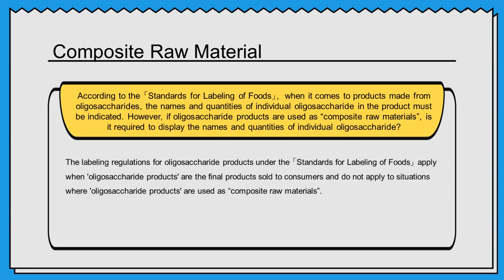The labeling regulations for oligosaccharide products, under the standards for labeling of foods, apply when oligosaccharide products are the final products sold to consumers, and do not apply to situations where oligosaccharide products are used as composite raw materials. Therefore, there is no requirement to indicate the individual content of oligosaccharide in this context.